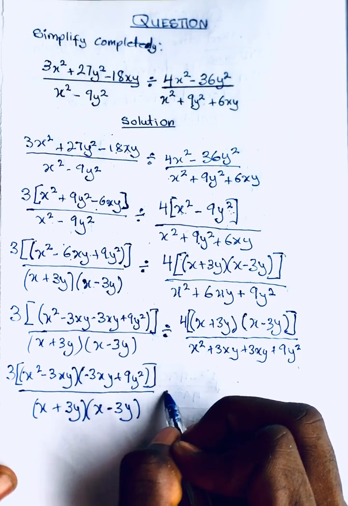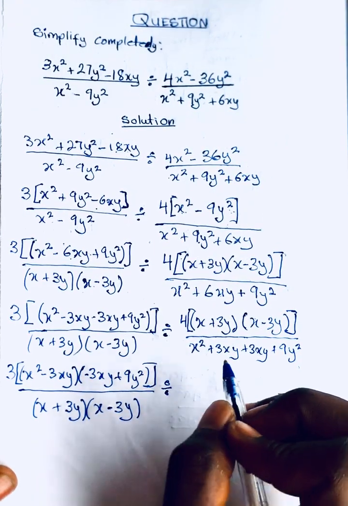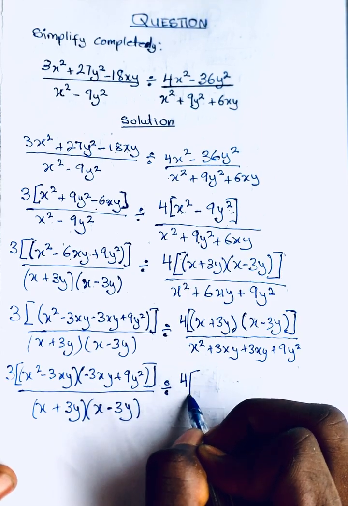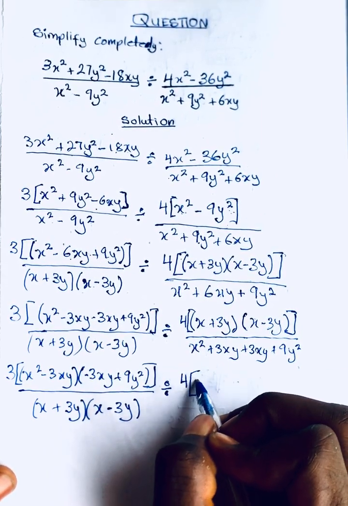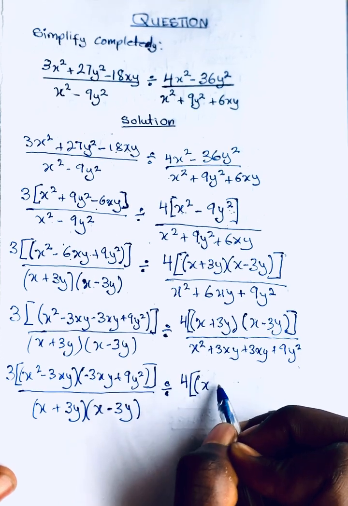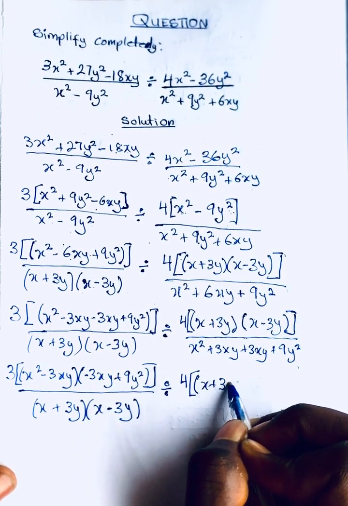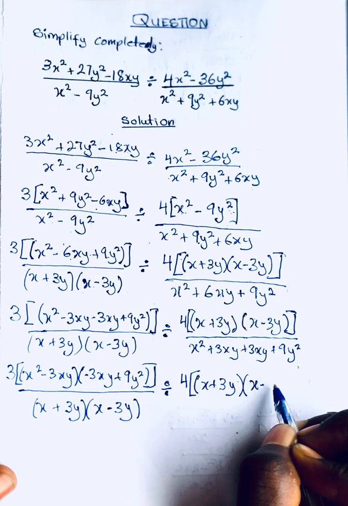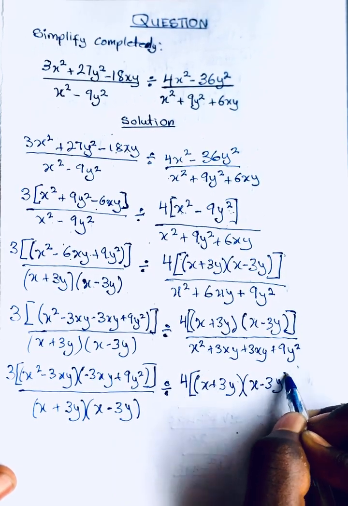Y, all divided by what? 4 [bracket] x plus 3y, x minus 3y.